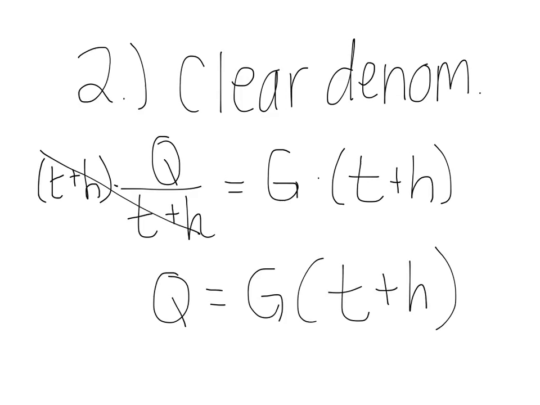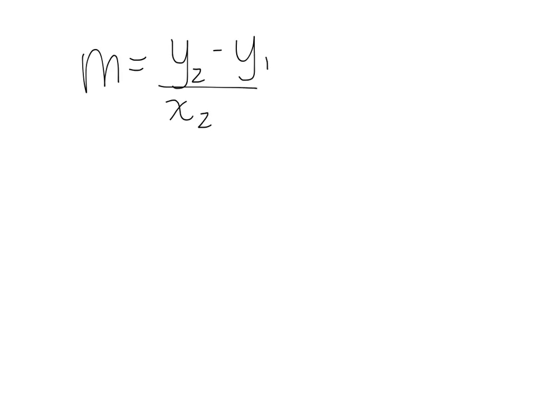I'm now going to go over 2 examples that we didn't get to in class that might help you on your homework tonight. The first example was m equals y2 minus y1 divided by x2 minus x1, in which we were solving the equation for x1.